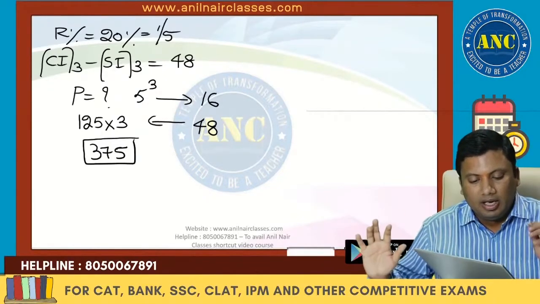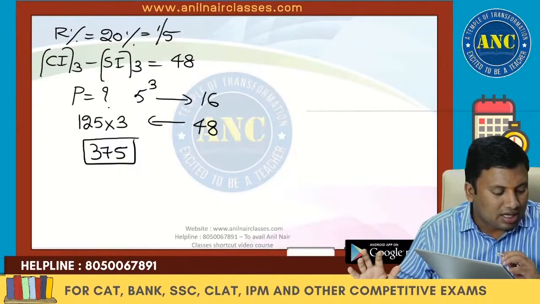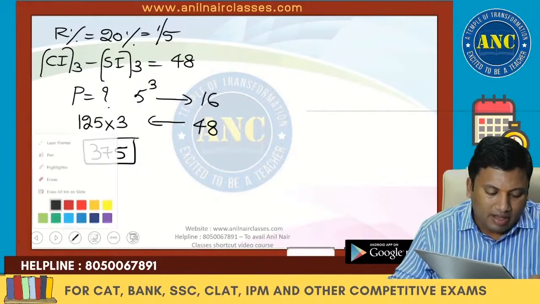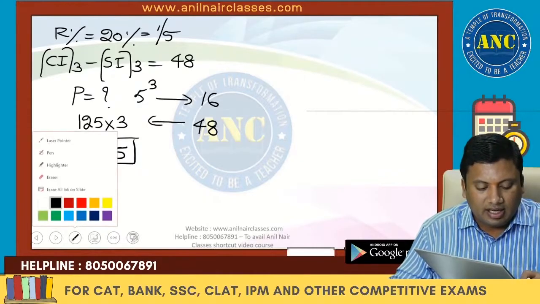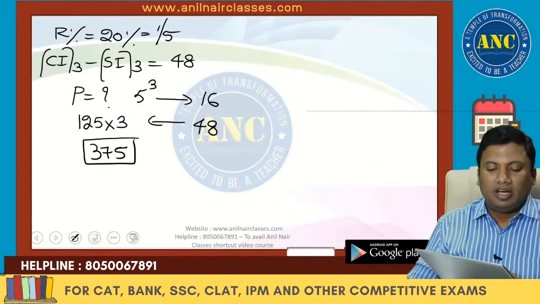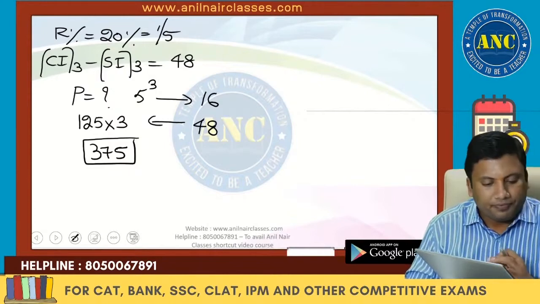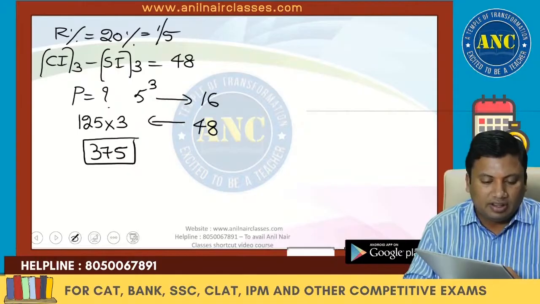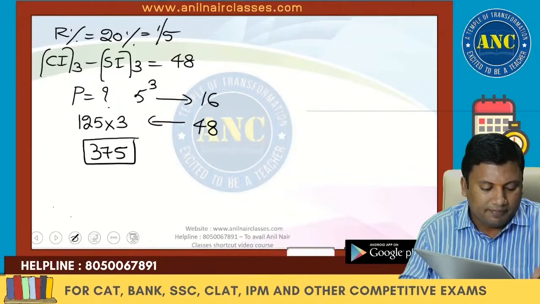Kindly reply everybody in the live chat if this concept is clear to you. I hope it is clear to you. Everybody kindly reply. CI for 2 minus SI for 2 we did, and CI for 3 minus SI for 3.